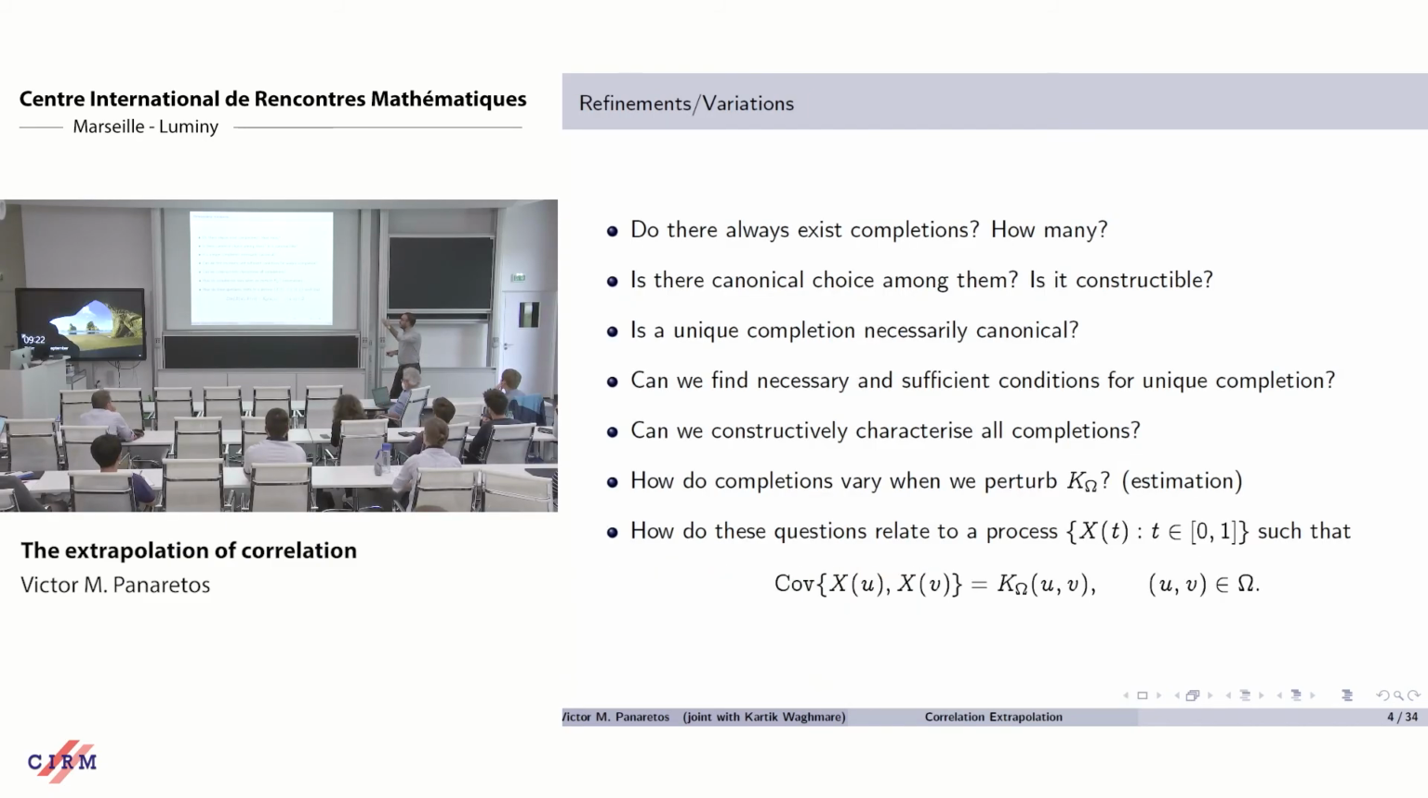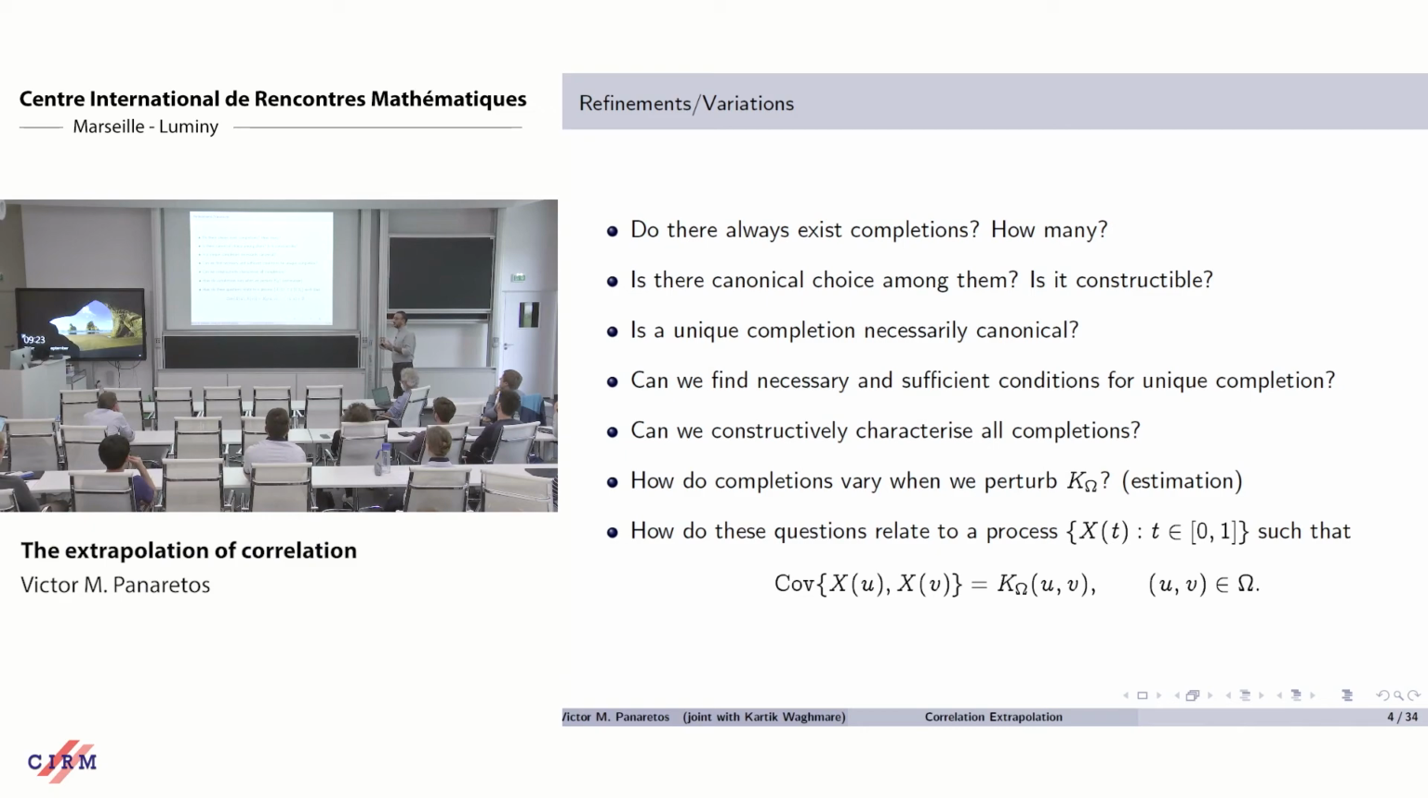And this leads me to a refined list of questions that you can ask. Does there even exist a completion? If so, how many completions? What are conditions for completions to be unique? Are there completions that can be constructively manifested? Are there completions that are natural or canonical? You might ask, what do we need to impose as a condition for uniqueness? What happens to a completion if we perturb the data a little bit? So if I perturb k omega, does the completion depend continuously on the input?